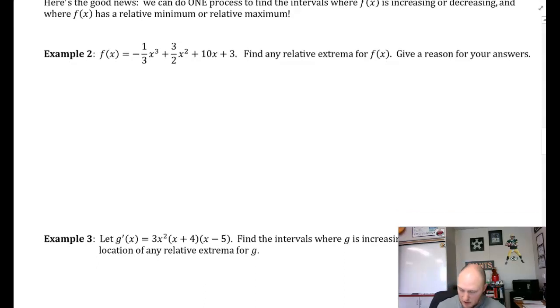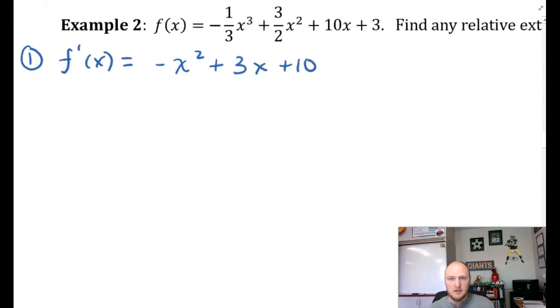So I need to find relative extrema, and when they say that, they would like the actual function values. The first thing I'm going to do is take a derivative. So I need f prime of x. That is equal to negative x squared plus 3x plus 10. There is my derivative.